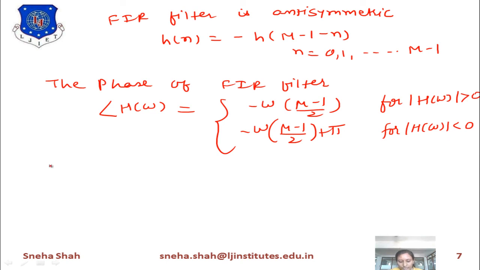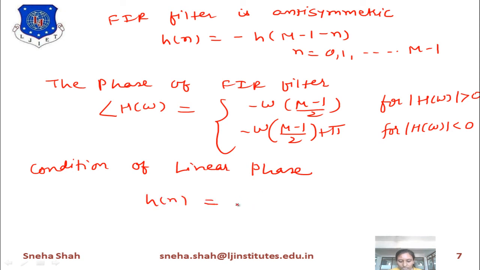Now if we consider the combined condition of linear phase, the combined condition for linear phase is represented as h of n equals plus or minus h of m minus 1 minus n. It means if I take the plus value, h of n equals h of m minus 1 minus n, and it is considered symmetric. If I take the minus value, h of n equals minus of this, and it is considered an antisymmetric system.